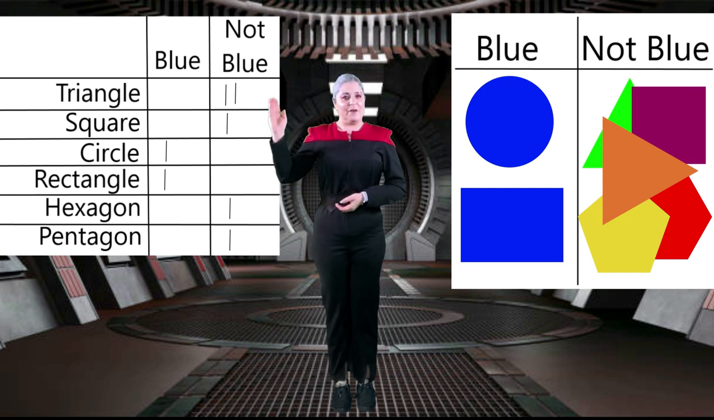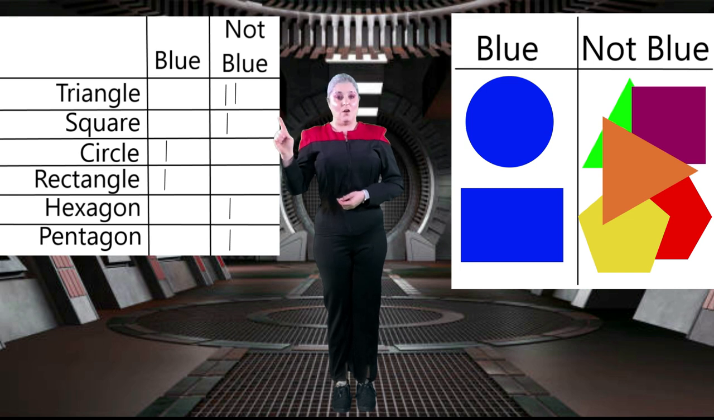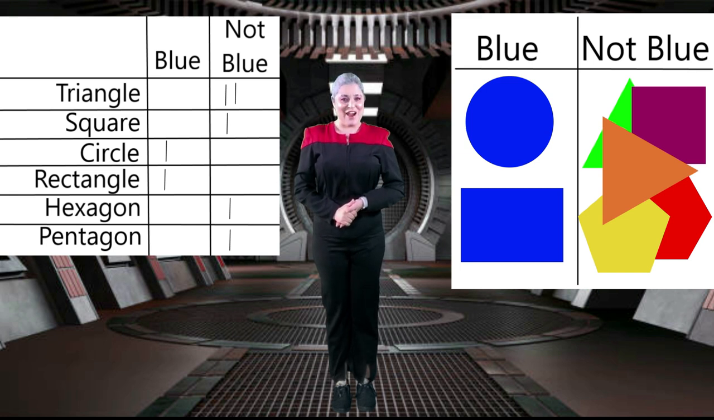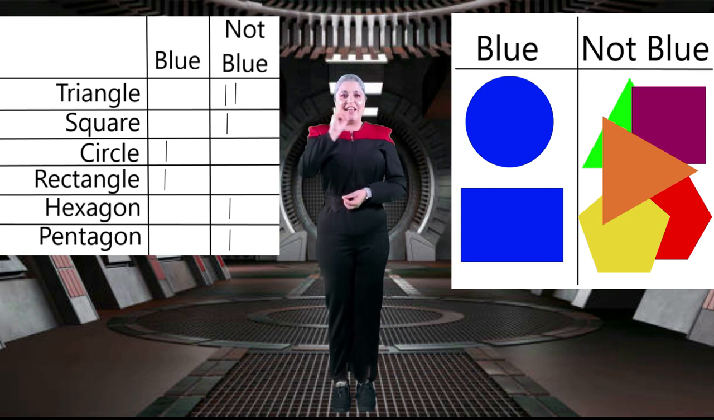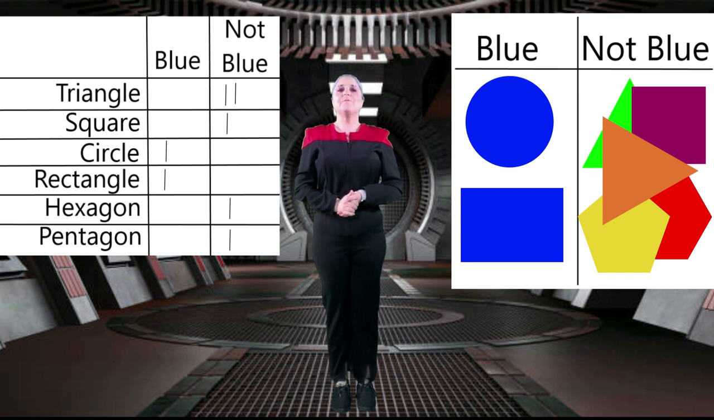Based on this information, how many not blue shapes do we have? Very good. We have 5 not blue shapes. That was a far easier way to organize the information in order to see how many of each shape that we have. Very well done.